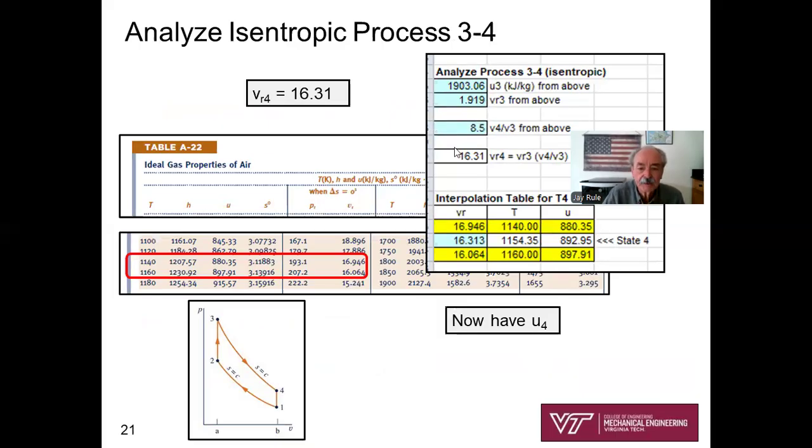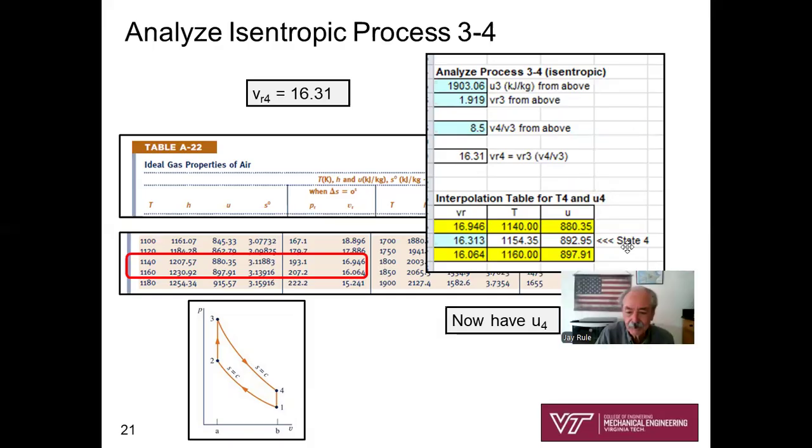Now we're going to move on to analyze isentropic process 3 to 4. That's the power stroke, the expansion stroke. So we're going to solve for VR4. What's the fundamental? The fundamental is VR4 over VR3 equals V4 over V3. I have written down my fundamental in my solution.